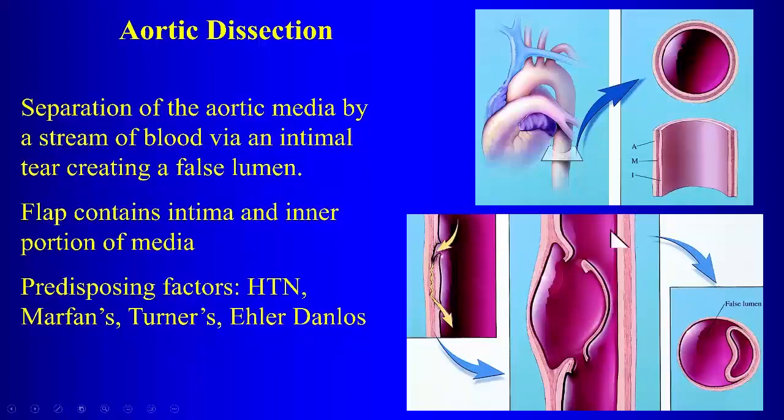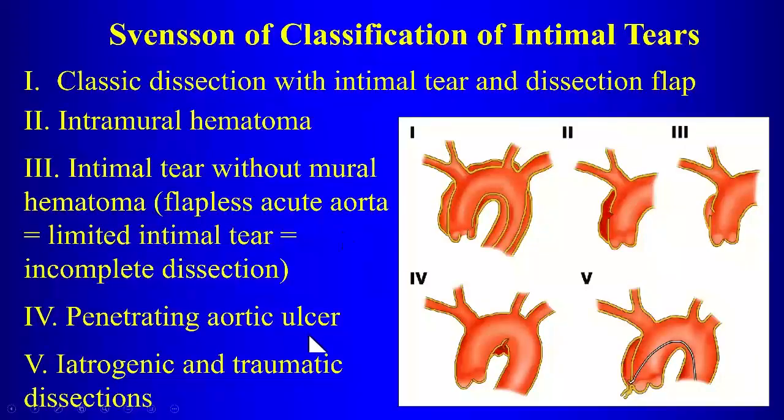Separation of the media by a stream of blood, so it goes out into there, creating a false channel, and so we get this lumen, and this lumen out here with the false channels. You get a double lumen aorta, and the flap, which is what we look for to make the diagnosis of dissection. So the flap is composed of intima and an inner portion of the media. So we all know about predisposing factors: hypertension, Marfan's, Turner's, Ehlers-Danlos. All of those are predisposing factors for dissection.